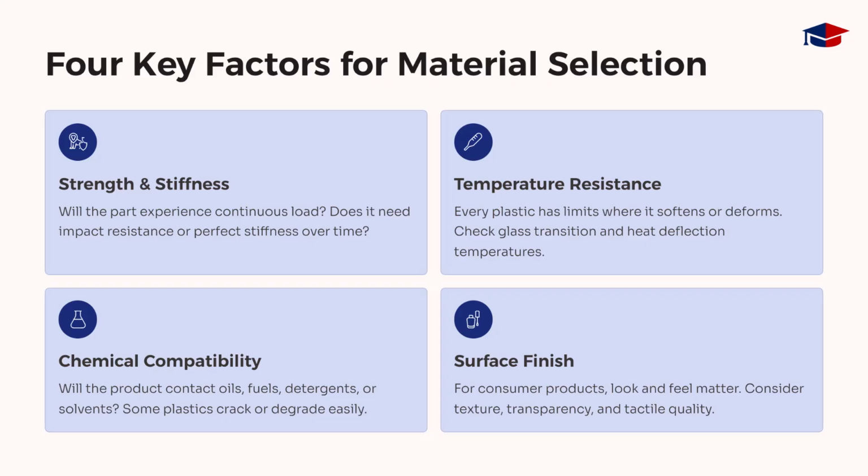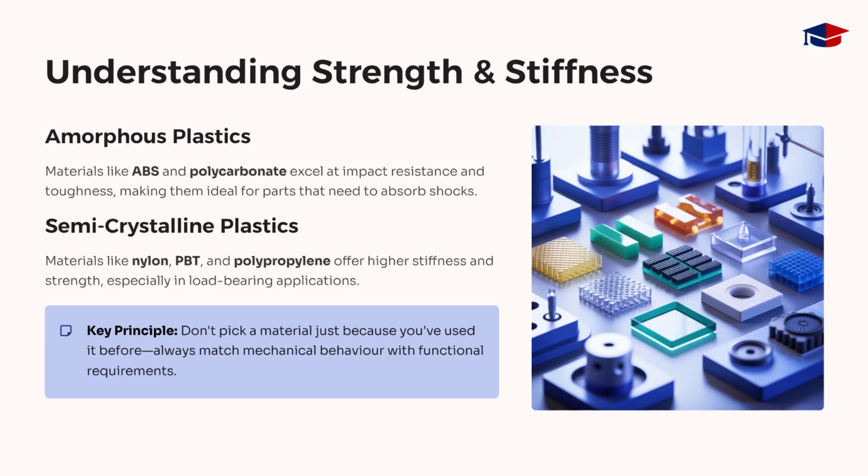For example, amorphous plastics like ABS and polycarbonate are great for impact resistance and toughness. Semi-crystalline plastics like nylon, PBT, and polypropylene offer higher stiffness and strength, especially in load-bearing areas. So don't pick a material just because you've used it before. Always match the mechanical behavior with the functional requirement of the part.